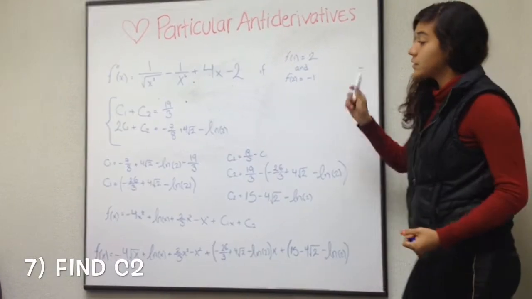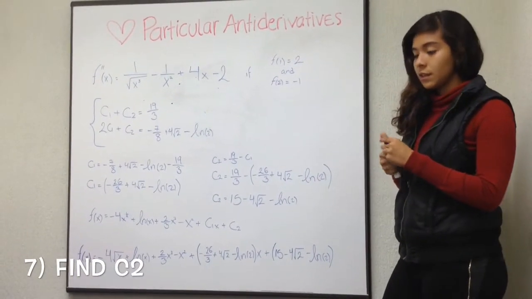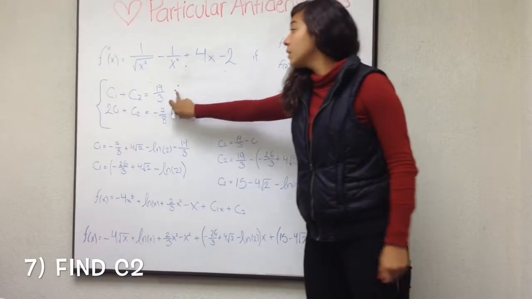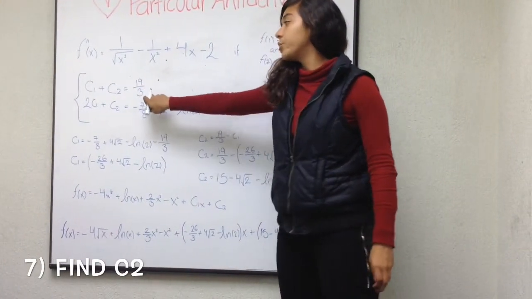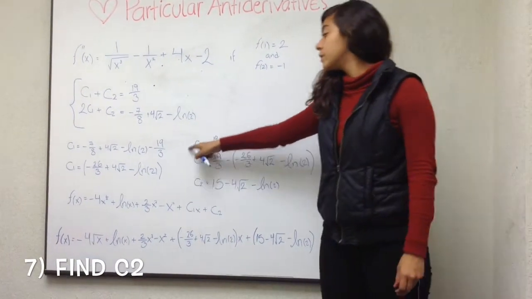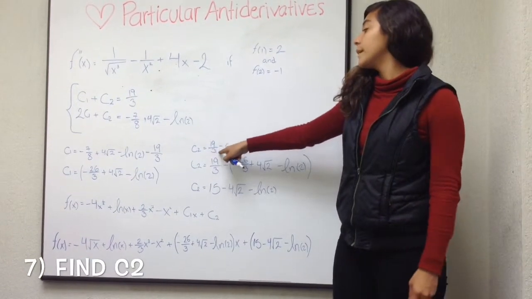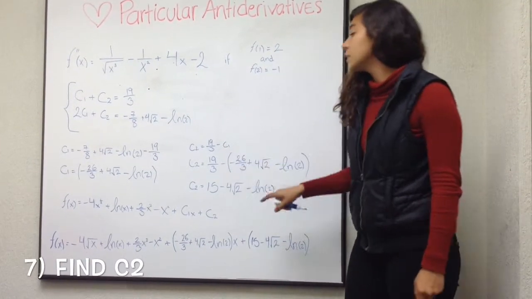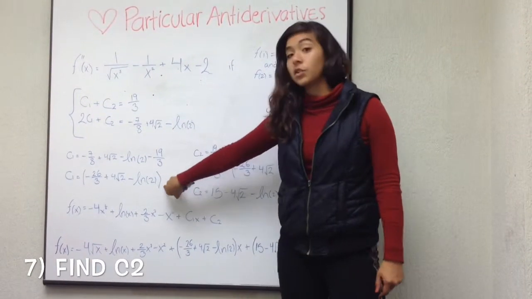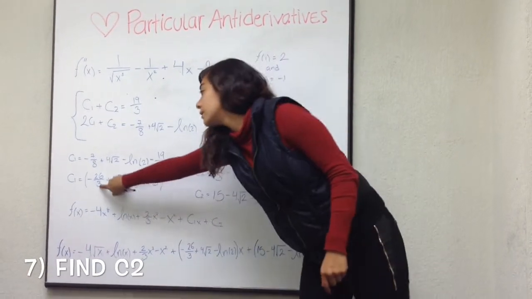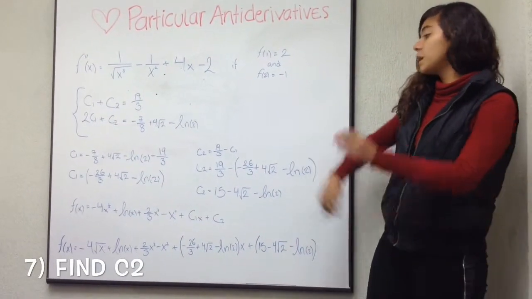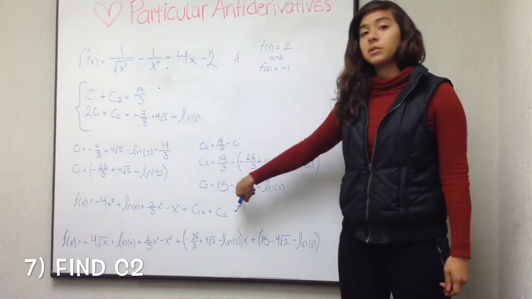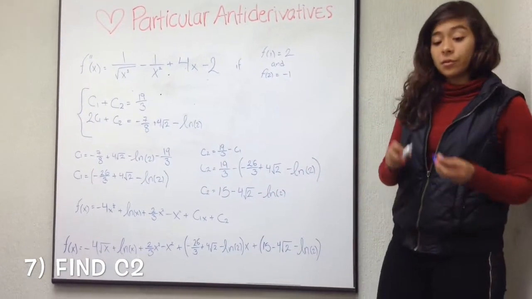Then to obtain c2, a constant that we don't have yet, we are going to use the formula c1 plus c2 equal to 19/3 and solve for c2, which is equal to 19/3 minus c1. We substitute c1 with the result we obtained a moment ago, that is this. And if we make all the procedure, we obtain that c2 is equal to 15 minus 4 square root of 2 minus natural logarithm of 2.